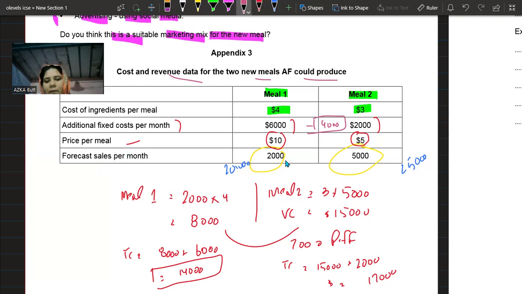And forecast sales per month, which is 2,000 for meal one and 5,000 for meal two. So if you see that I have solved this question here, first of all, I discuss the variable cost here. If the number of forecasted sales was 2,000 in meal one, its variable cost would be 8,000. And in meal two, if you want to find out the variable cost, you have the cost of ingredients per meal, which is $3, and you have total sales, which is 5,000. So variable cost is 15,000 for meal two.